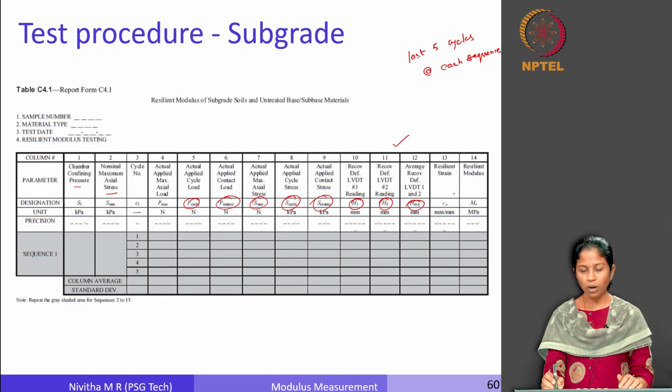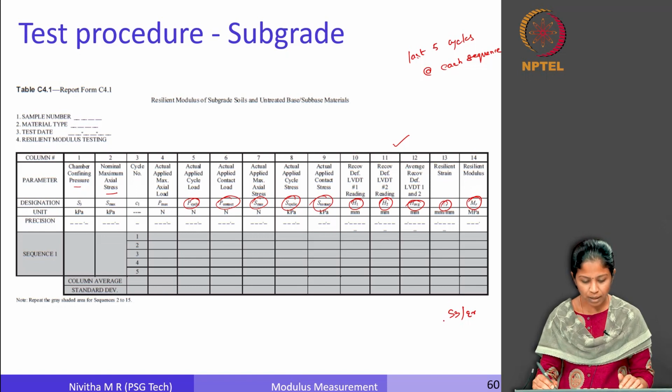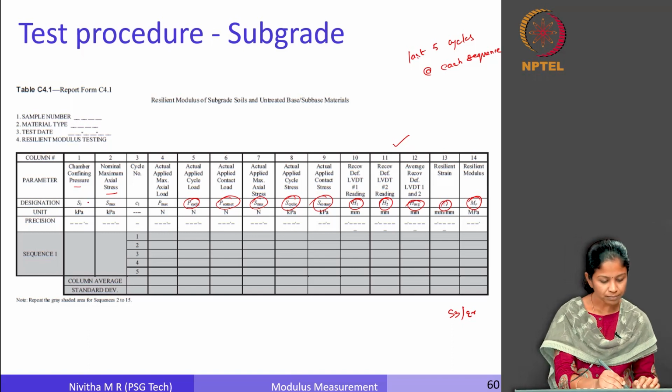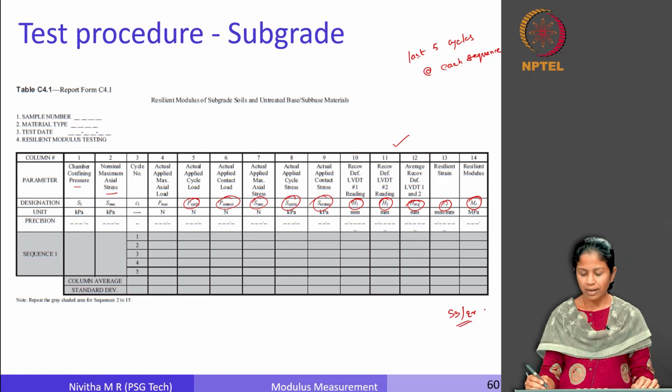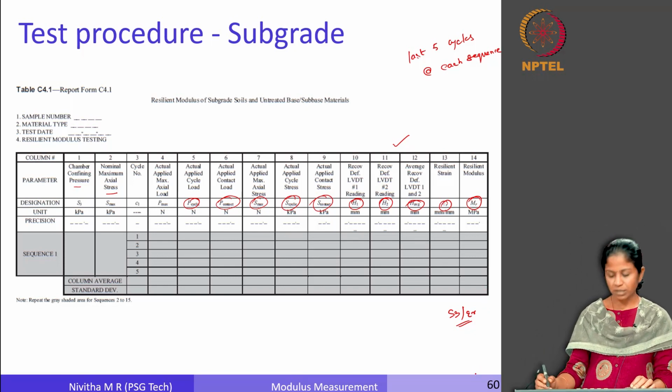From deformation we know how to compute the strain value, and then finally we compute the resilient modulus, which is nothing but S3 by epsilon r. The first one is given here. So this is the resilient modulus computation. This is the procedure for subgrade.